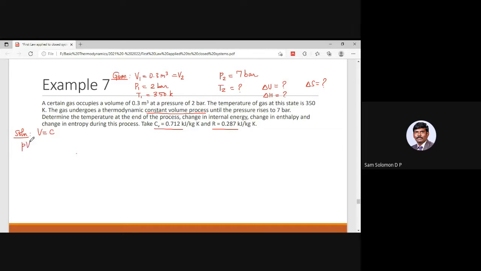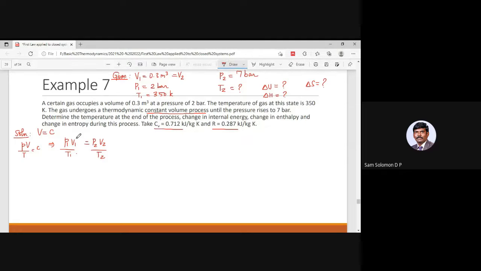So for an ideal gas equation of state, we say PV/T is equal to constant, which means I can write P1 V1 by T1 is equal to P2 V2 by T2. In this case, V1 and V2 are the same, they are constant, so I can cancel out V1 and V2, which gives me T2 by T1 is P2 by P1, and they want me to find the value of the temperature T2. So T2 is T1 times P2 by P1.